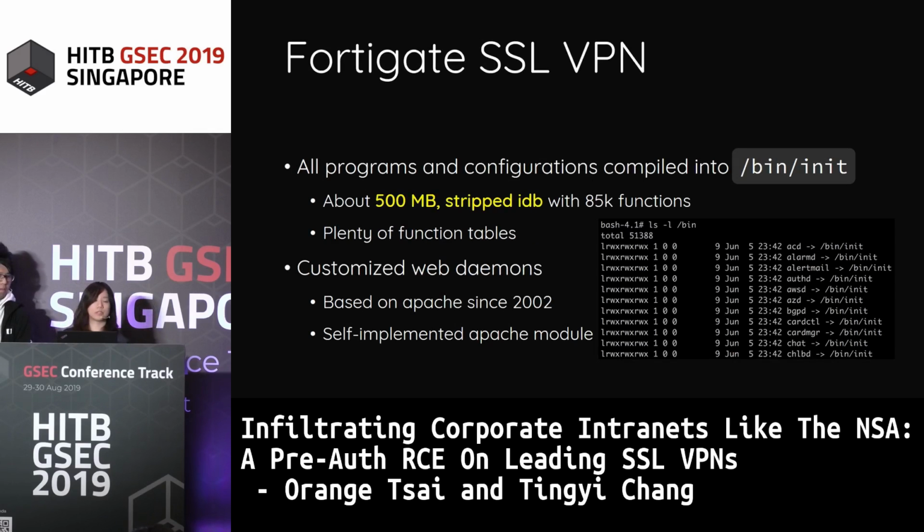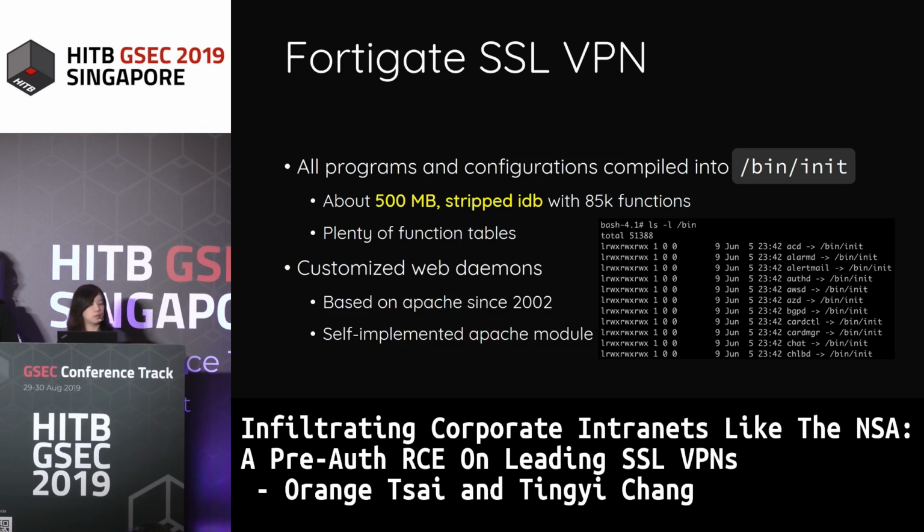Case 1 is FortiGate. We first jailbreak the FortiGate and look into the binaries. We tried to list the binaries in /bin and found they're all symbolic links pointing to /bin/init, just like this snapshot. And FortiGate compiles all the programs and configurations into one single binary.